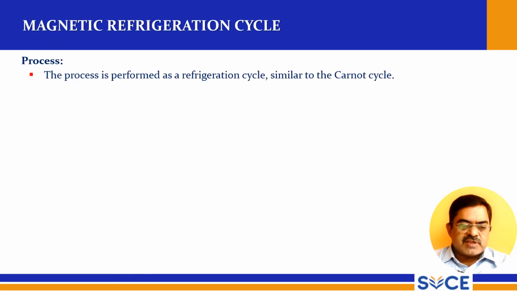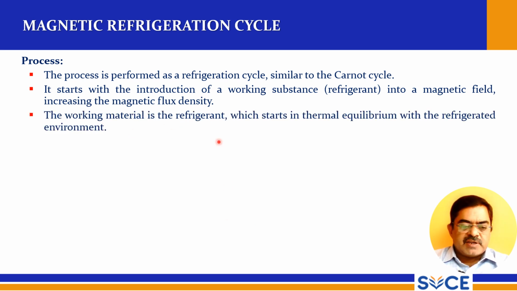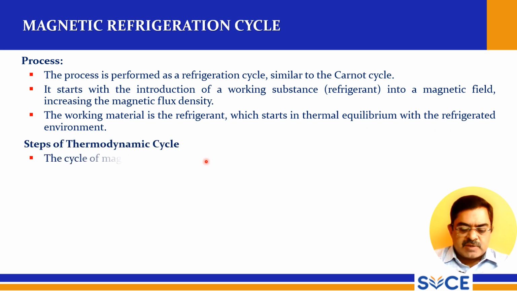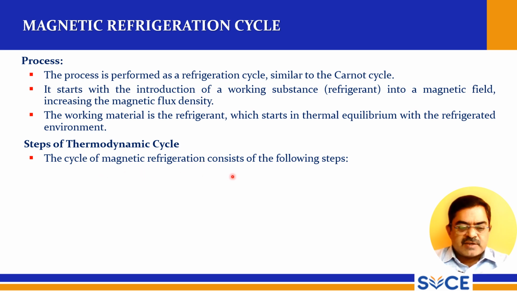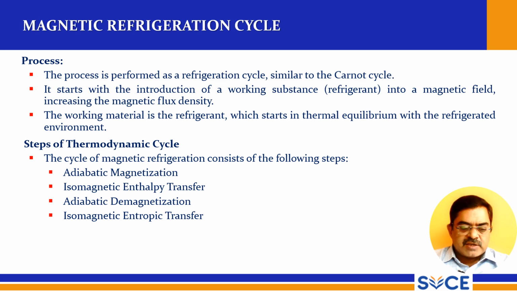So the magnetic refrigeration cycle: the process is performed as a refrigeration cycle similar to the Carnot cycle, and it starts with the introduction of the working substance, the refrigerant, into a magnetic field, increasing the magnetic flux density. The working material is the refrigerant, which starts in thermal equilibrium with the refrigerated environment. The cycle of magnetic refrigeration consists of the following steps: adiabatic magnetization, isomagnetic enthalpy transfer, adiabatic demagnetization, and isomagnetic entropic transfer.